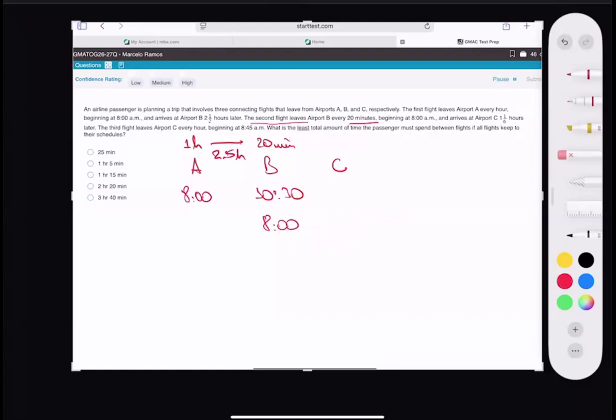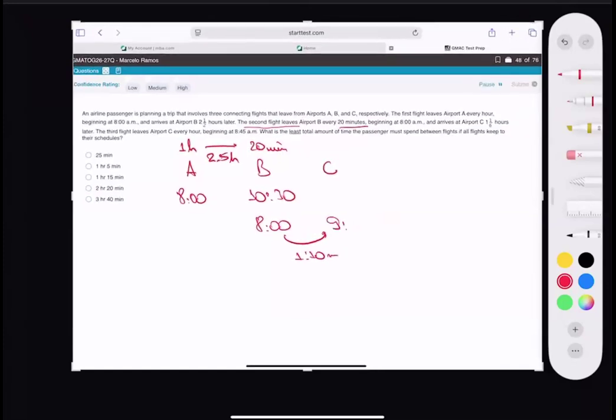Let me do the question again because my table is confused. Then I'll give a better explanation for you guys. And it arrives at the next airport in 1 and 1/6 hours, which is 1 hour and 10 minutes. Do you guys agree? So you fly 1 hour and 10 minutes, so it will arrive 9:10, for example. The third flight leaves airport C every hour, beginning at 8:45.